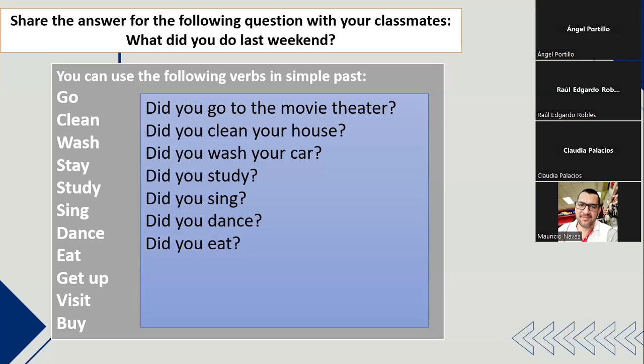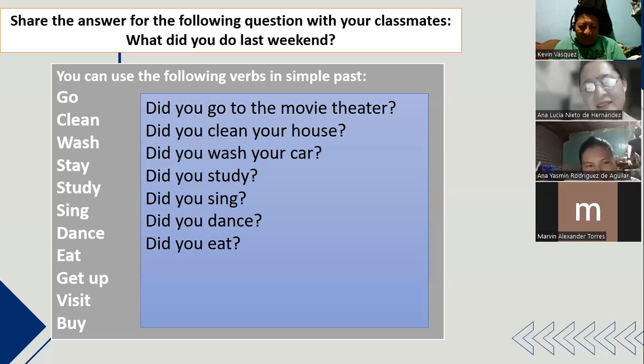Did you eat pupusas last weekend? Raúl, yes. Did you eat pupusas last weekend? Yes, I did. Okay, excellent. Ana Yasmin, did you eat pupusas last weekend? Yes, I did. Ana Lucia, did you eat pupusas last weekend? Yes, I did.